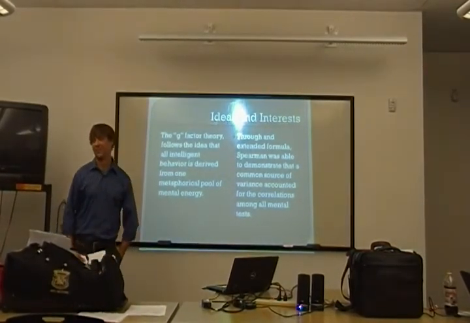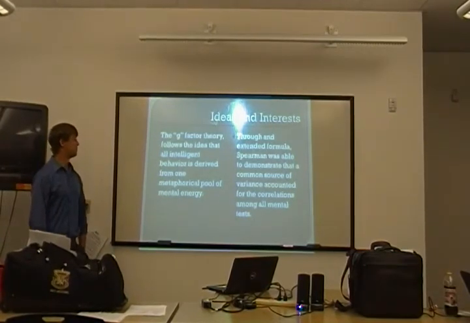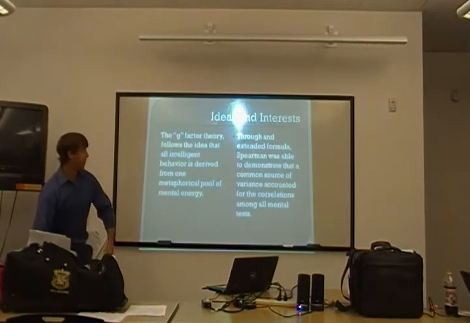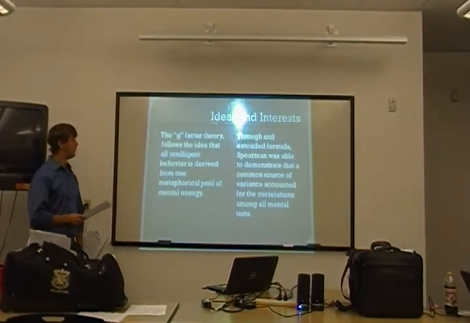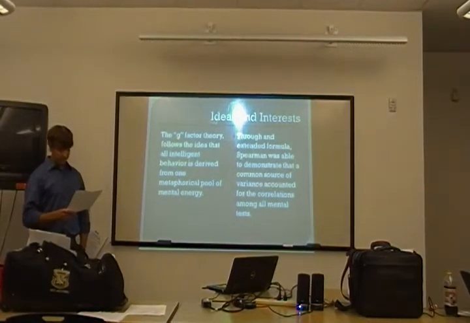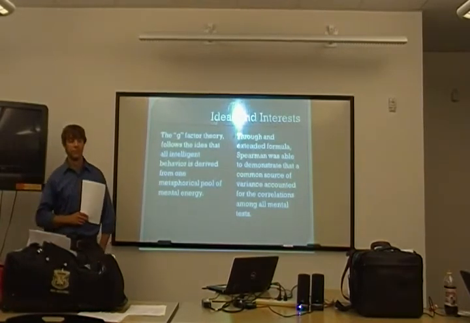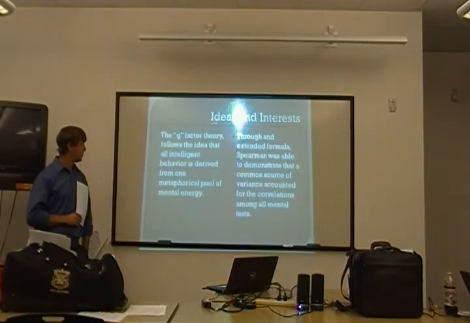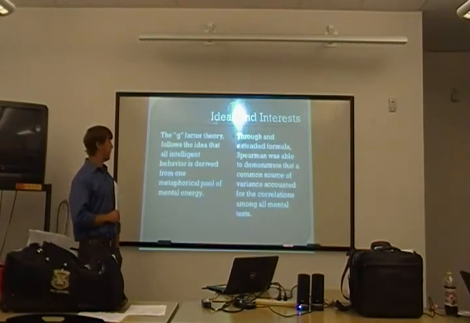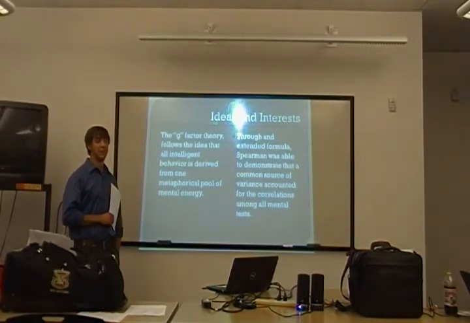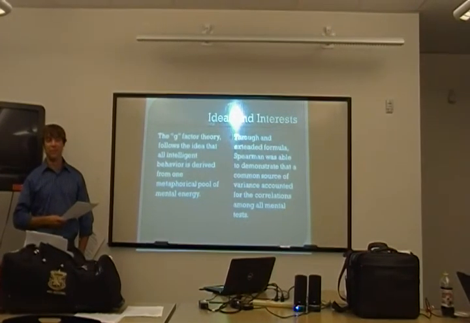Okay. So the G-factor theory follows the idea that all intelligent behavior is derived from one metaphorical pool of mental energy. And what would that mean? So G is the mental energy, so it comes from one energy in your brain. Your intelligence. But does that mean it comes from one place in the person? Basically, it's different from the theorists that say there are different kinds of intelligence. Well, I'm asking you. Found that there was a central energy that you could have. We want to know what that means. One metaphorical pool in your own head? In the brain, that's okay. Good question.